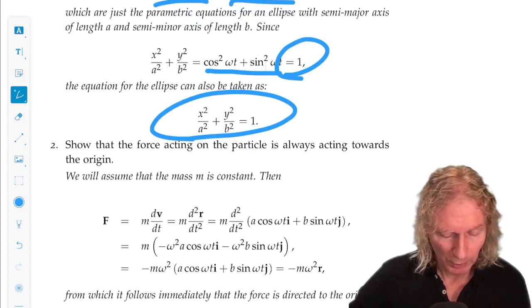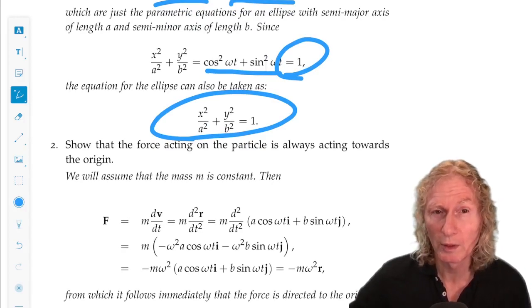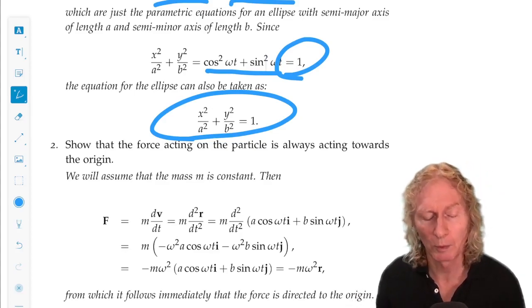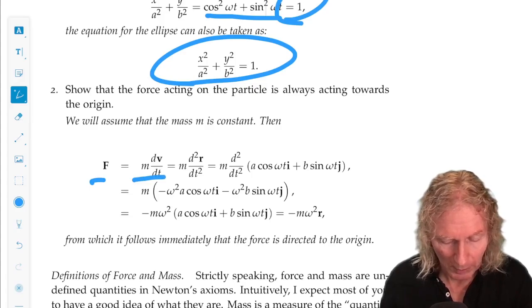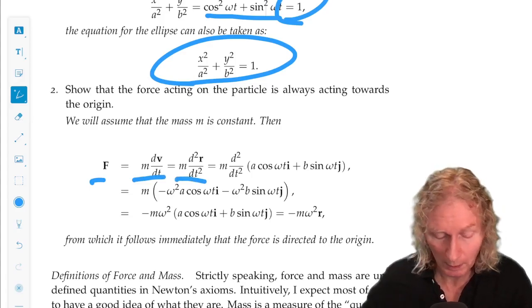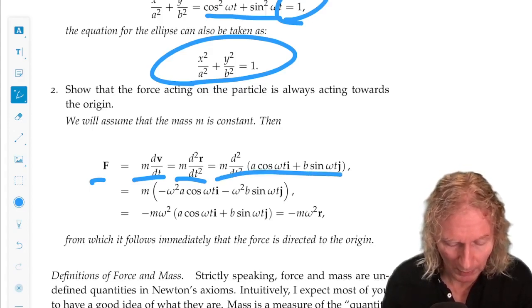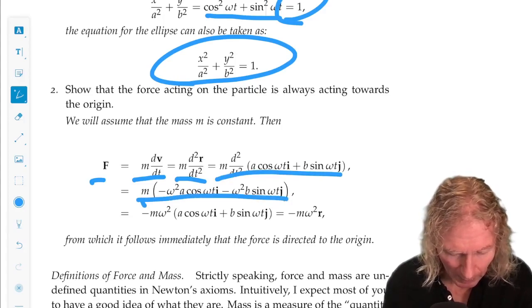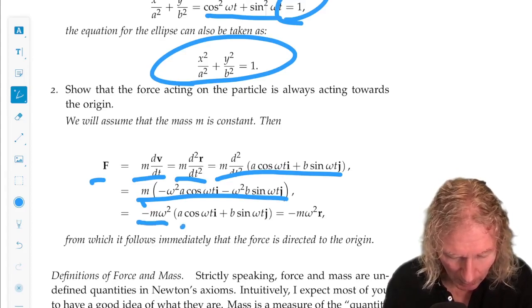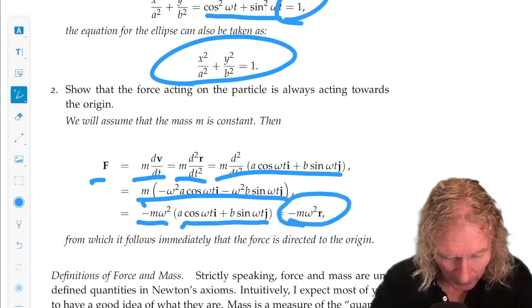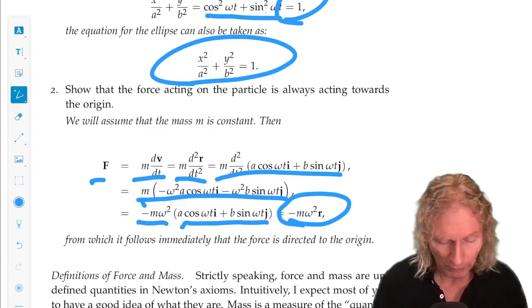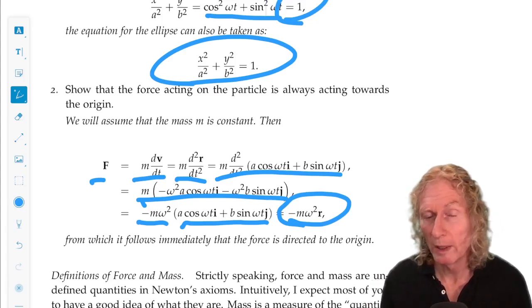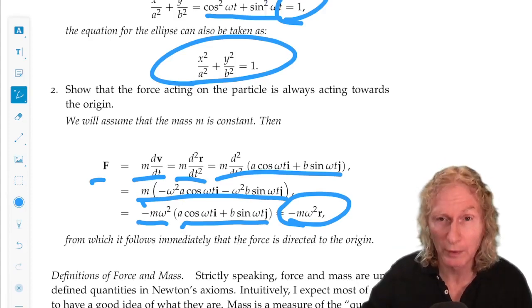Question 2, show that the force acting on the particle is always acting towards the origin. You've had an exercise at the end of a chapter a while back asking you to do something like this. So if the force is equal to m dv/dt, which is m times the second derivative of r with respect to t, well, we know what r is. We differentiate it twice. We get this. We pull out minus omega squared, and we get minus m omega squared times, well, that's just the position vector. So this tells me that the force is proportional to the position vector, but with a negative constant. So the force is directed not away from the origin, the position vector points away, but towards the origin because of the negative sign.